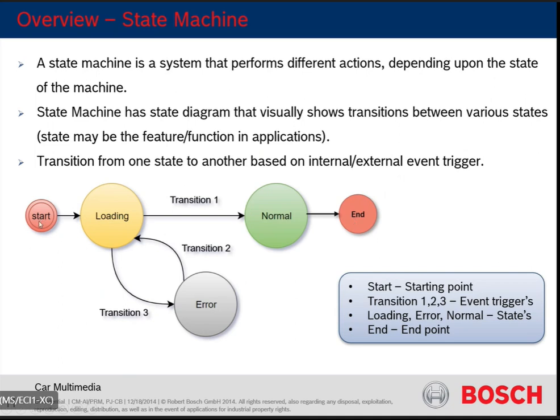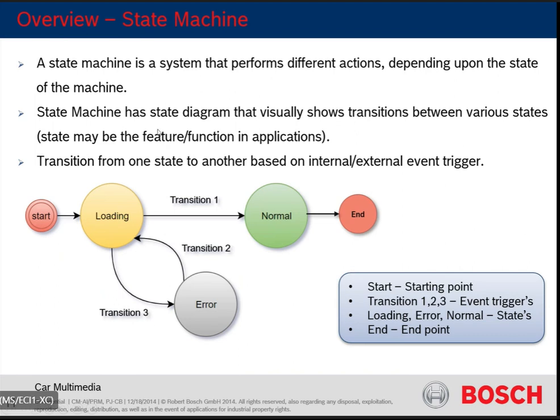So we'll start with some trigger. Then after that, it will go to loading. Then when this state machine receives transition 1 as an event trigger, it will move to normal. If transition 3 is the event trigger, it will move to error. Then it will remain in error until it receives transition 2, then it will go to loading. This is the way the state machine works. I think we already know about the state machine somewhere, but how it works is also needed for HMI application implementations.